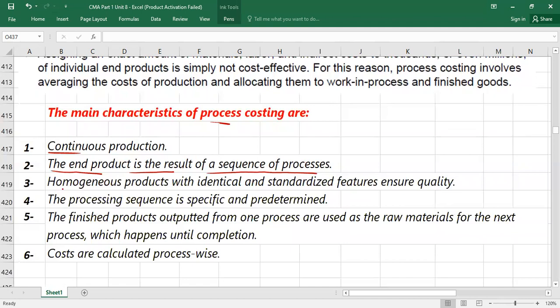The third point, homogeneous product with identical and standardized features. Like you are making homogeneous product which are identical. For example, you are manufacturing Toyota Corolla. So every car will be standardized. The car will be standardized. Nice features.